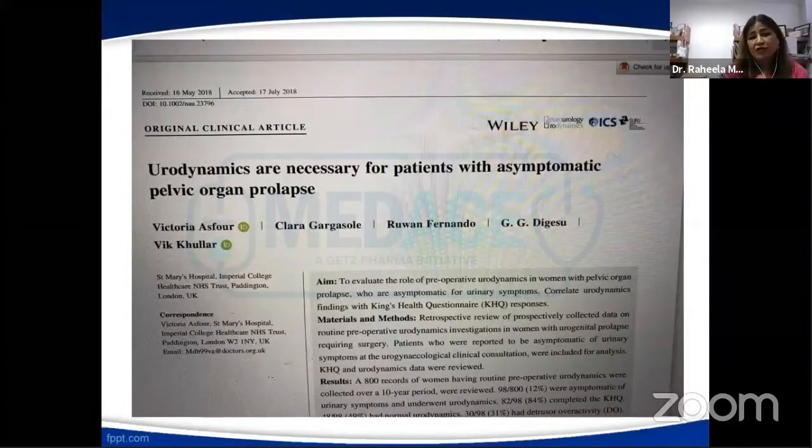Okay, so now comes the tricky situation. The patient has presented with prolapse. She's asymptomatic for any urinary incontinence. What should we do in practice? She has a massive eversion.